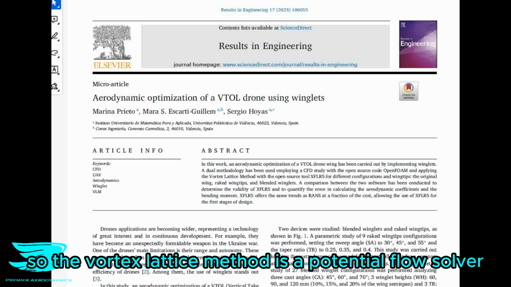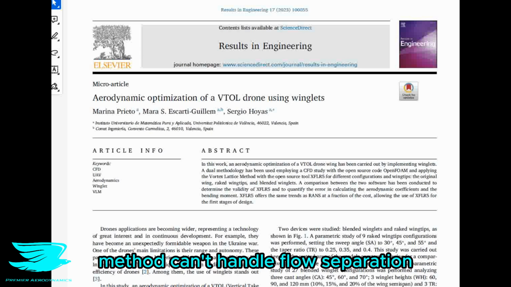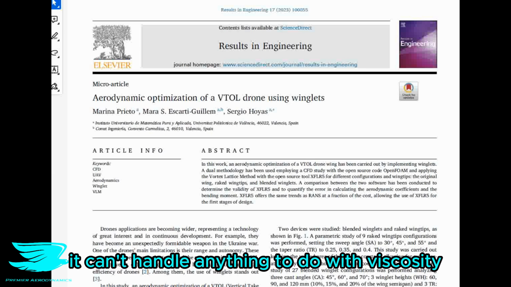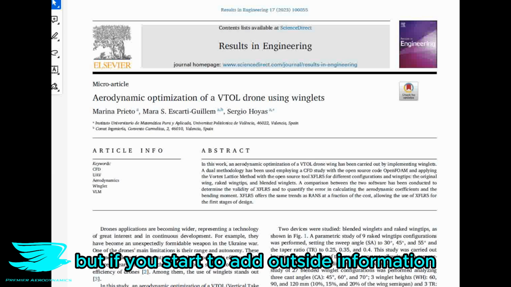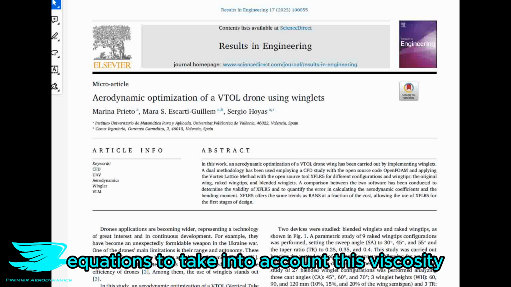So the vortex lattice method is a potential flow solver. That means that viscosity is not present. As such, in its purest form, the vortex lattice method can't handle flow separation. It can't handle boundary layers. It can't handle anything to do with viscosity. But if you start to add outside information or a viscous coupler, it can. In other words, you have to have additional equations to take into account this viscosity.